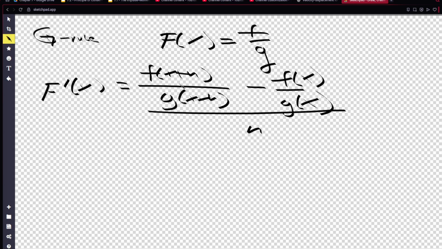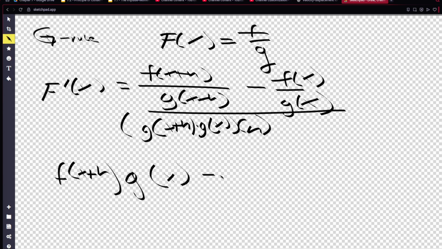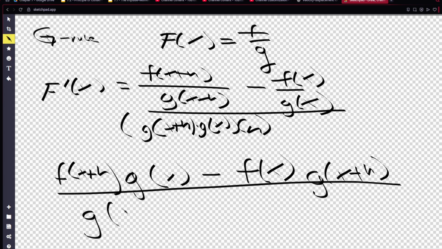Now what we're going to do is multiply by g of x plus h on the bottom and the top. So it's going to be g of x plus h times g of x times h. And again, if you know your simple algebra, you just apply that to both numerator terms here. And the g of x plus h just cancel out. And you get f of x plus h times g of x minus f of x times g of x plus h, over this entire term here. And if you want to prove that, you can actually just cancel the things out and see how it works out for you.